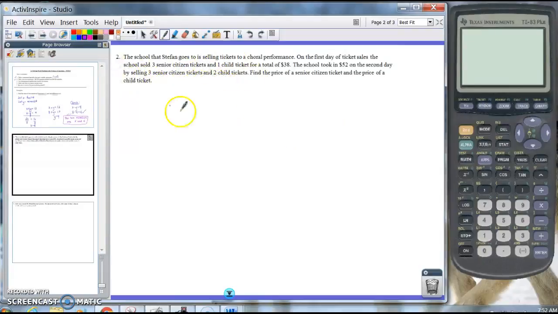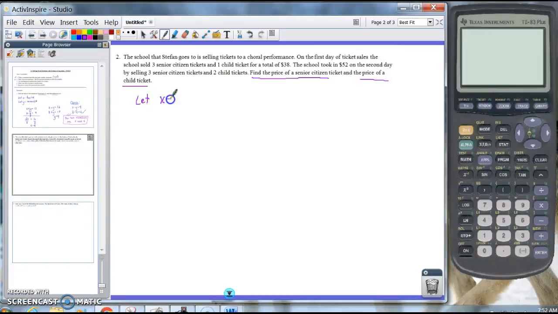Okay, and I know I read through that kind of fast, but I'm trying to get to what they're asking. Find the price of a senior ticket and the price of a child ticket. That's going to tell me what my let statements are. Since that's what I'm trying to find, that's what my let statement is.